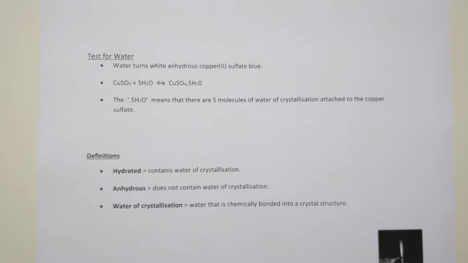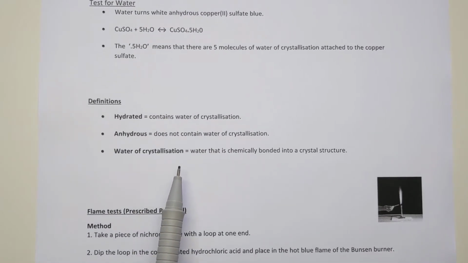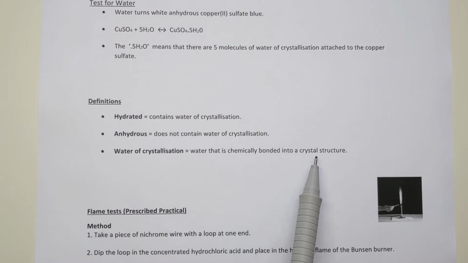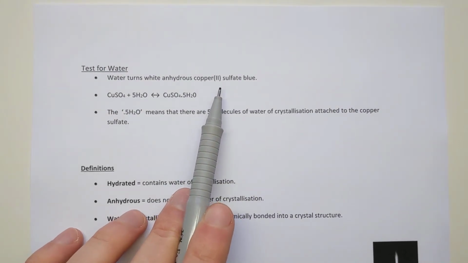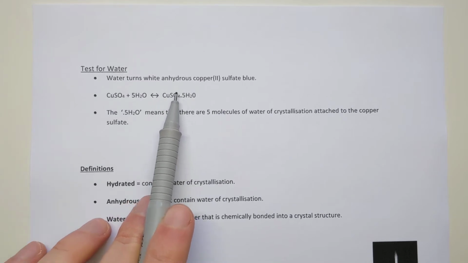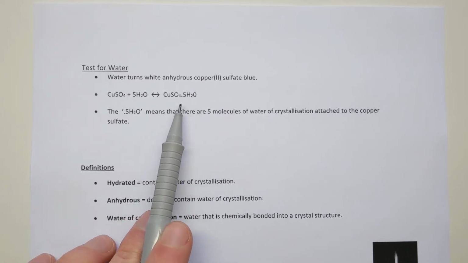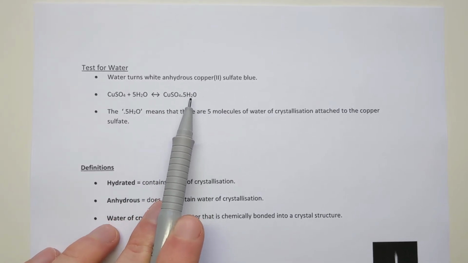It sounds a bit confusing. All it is, is the fact that most ionic substances, quite a few of them, quite like to have water attached to them to make them a bit more stable. So if they've got water attached to them, water of crystallization has this definition: water chemically bonded into a crystal structure. They're a lot more happy. Copper sulfate is one of these chemicals. It doesn't like being by itself. It quite likes having some water along for the journey with it.